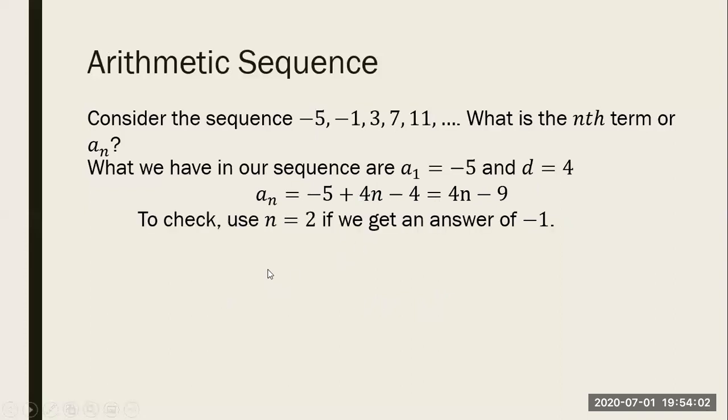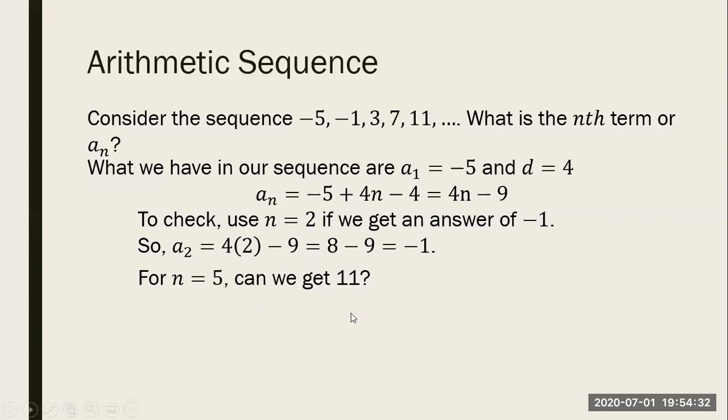Okay, so to check, use n is equal to 2. If we get an answer of negative 1, then correct tayo sa ating sequence or sa nth term ng ating sequence. So, a sub 2 is equal to 4. Okay, 4. Saan kinuha ang 4? Dito. Times 2, yung n natin, minus 9. So, we have 8 minus 9 is equal to negative 1.